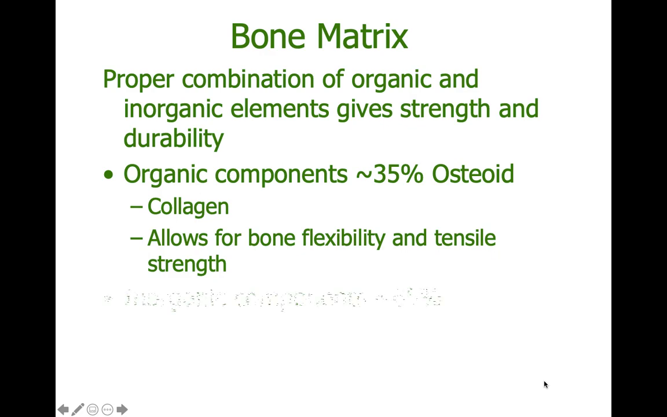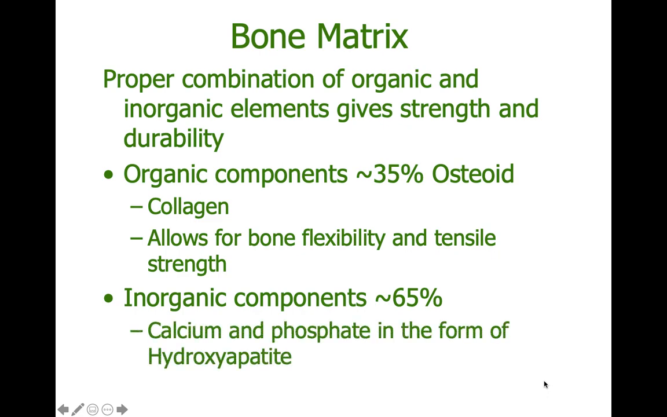Next, we have the inorganic component, which makes up 65%, obviously. 35 and 65 will give us that 100%. This is made up primarily of calcium and phosphate, our good friend phosphate, in the form of something called hydroxyapatite. Hydroxyapatite is a very, very complex chemical formula. What we need to know about it is it's made up mainly of calcium and phosphate, and it gives the bone their characteristic hardness that we need it to have to be that rigid frame for our body.